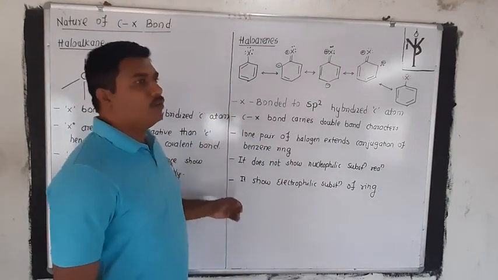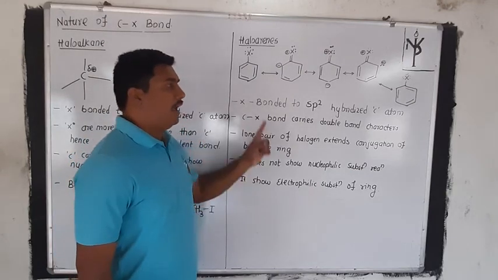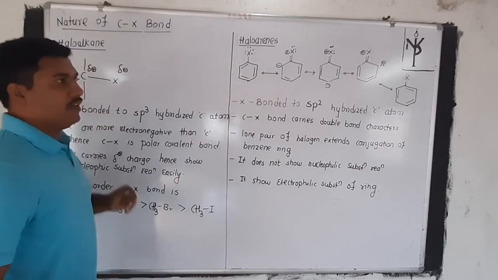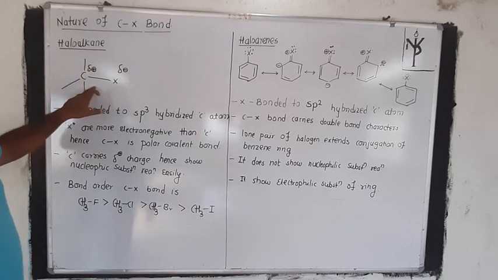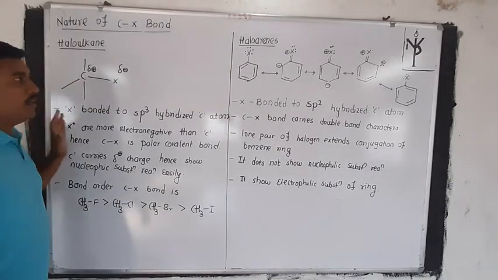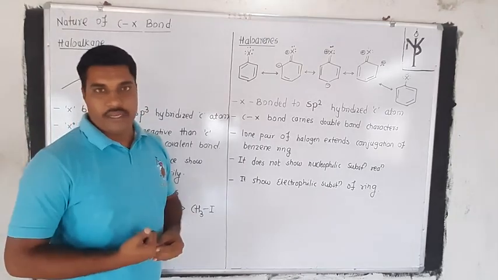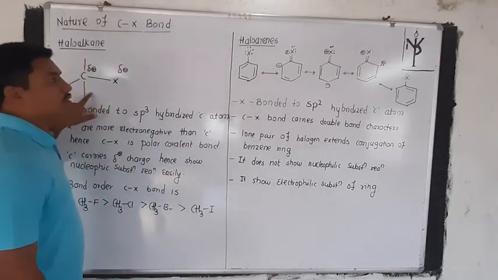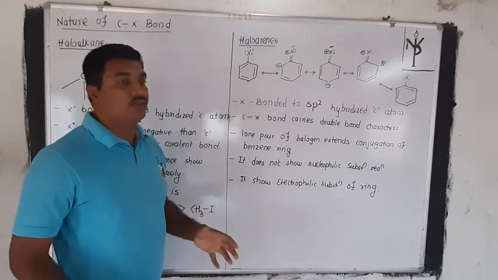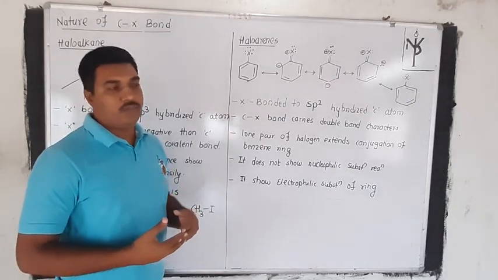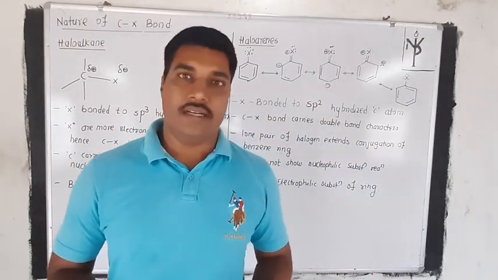The question asked in the board paper is: C-X bond is stronger in haloarene than in haloalkane. Explain. In haloalkane, there is a single covalent bond which does not show any kind of resonance, but in haloarenes, the C-X bond shows resonance structures and exhibits double bond character. The C-X bond in haloalkane is short, but the C-X bond in haloarenes is even shorter than expected. This bond is shorter due to the double bond character. So, the bond is stronger in haloarenes.